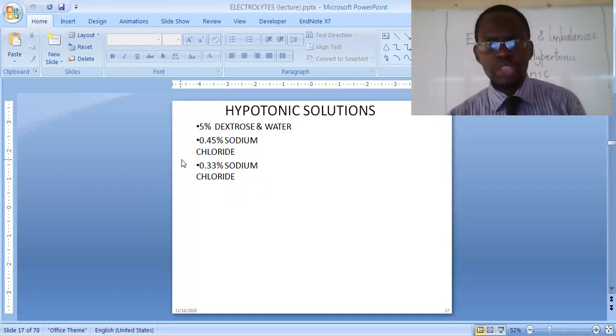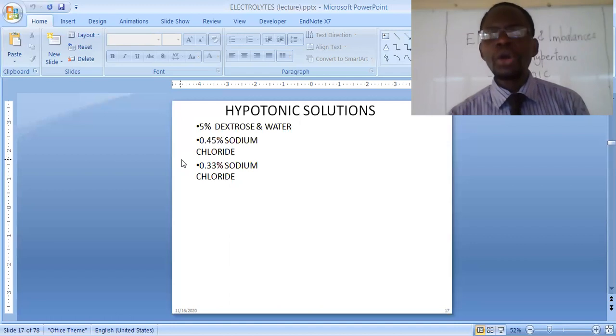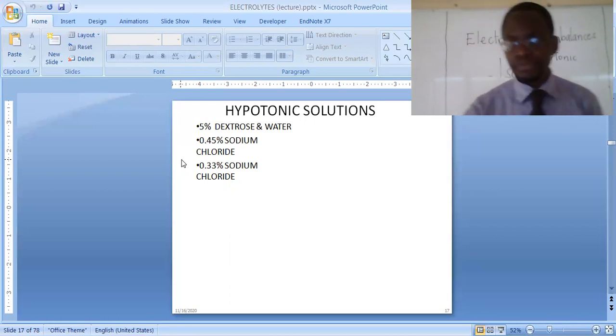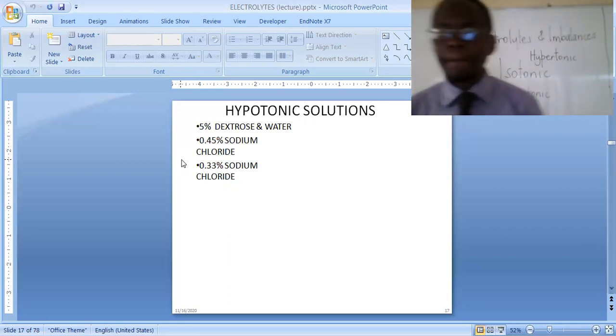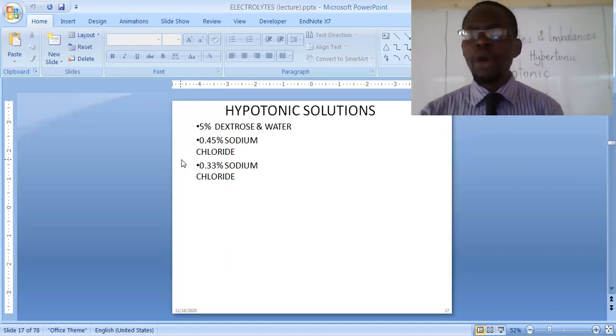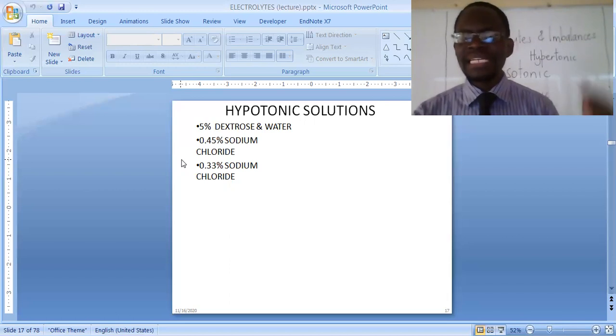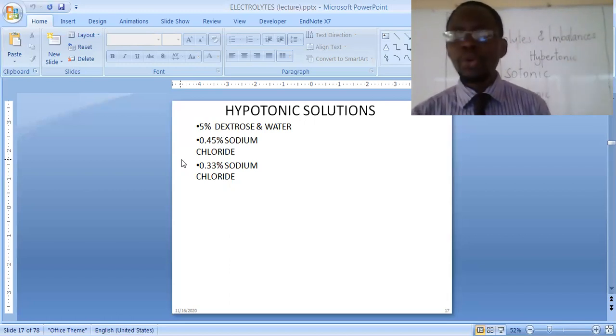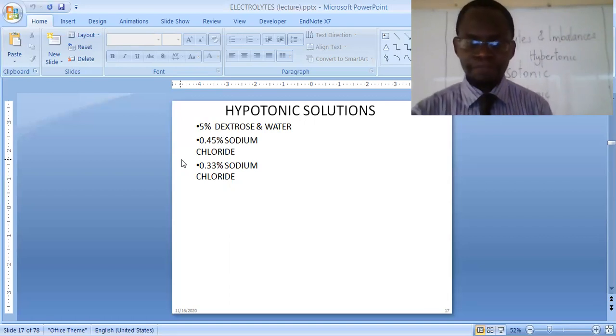Then hypotonic solutions. Hypotonic basically means they have a lower concentration. Hypo means low, so they have a lower concentration than the plasma. So things like water, distilled water, things like 0.45% sodium chloride, and 0.33% sodium chloride. These are hypo. In other words, they have a lower concentration compared to our plasma.